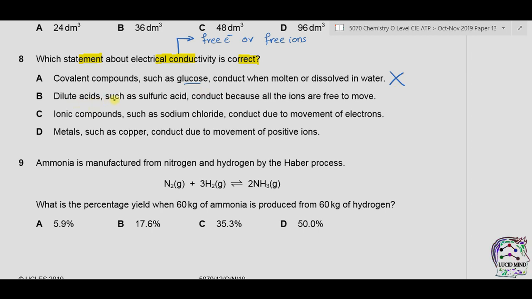B is dilute acids such as sulfuric acid conduct because all the ions are free to move. Now we know that when sulfuric acid is dissolved in water it forms ions, and as it is a strong acid all of its molecules are converted into positive and negative ions, so it becomes a good conductor in solution form. C. Ionic compounds such as sodium chloride conduct due to movement of electrons. This is incorrect because when ionic compounds are dissolved in water they conduct because of the presence of free ions, not electrons.